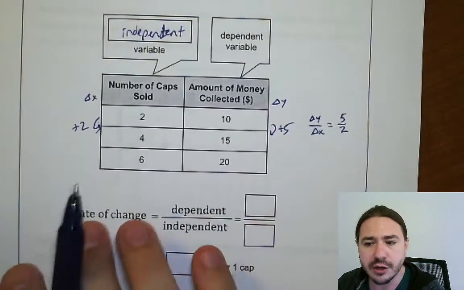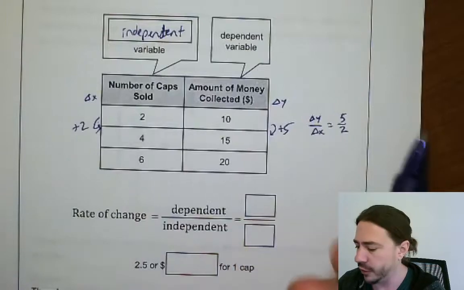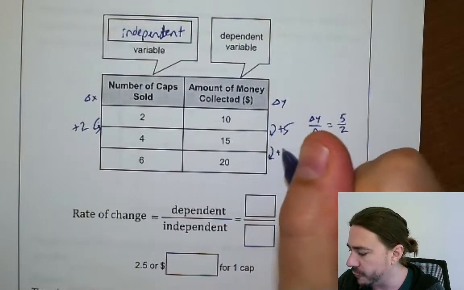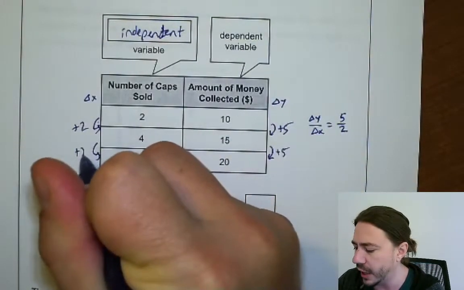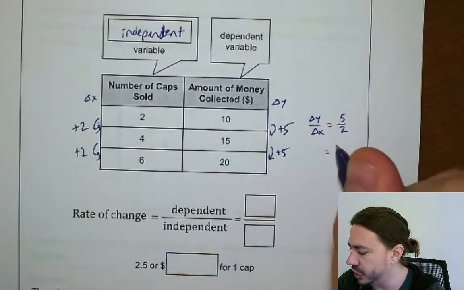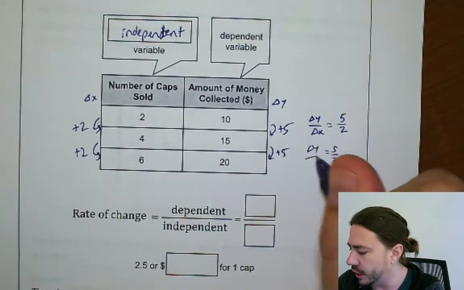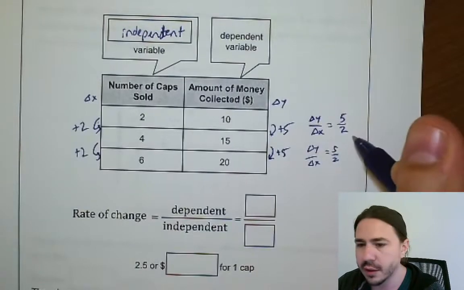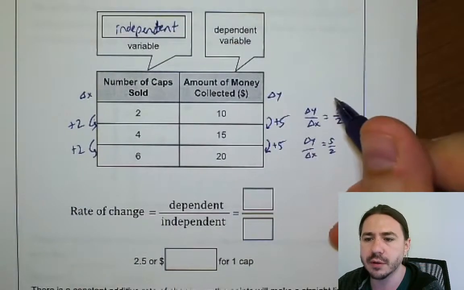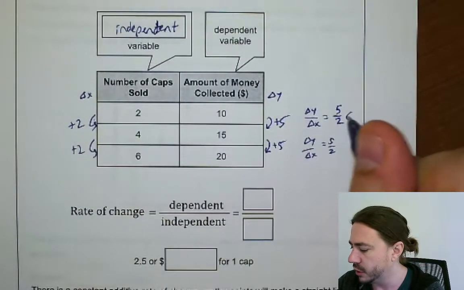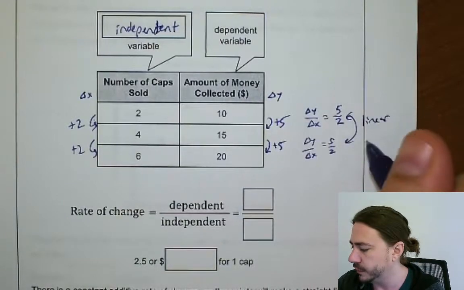We don't know it's linear yet, but we'll verify it on the next step. Here we have plus 5, and here we have plus 2. So this one's pretty obvious. My change in y over change in x here is going to be 5 over 2. These are the same, right? These are equal. So we know we have a linear function.